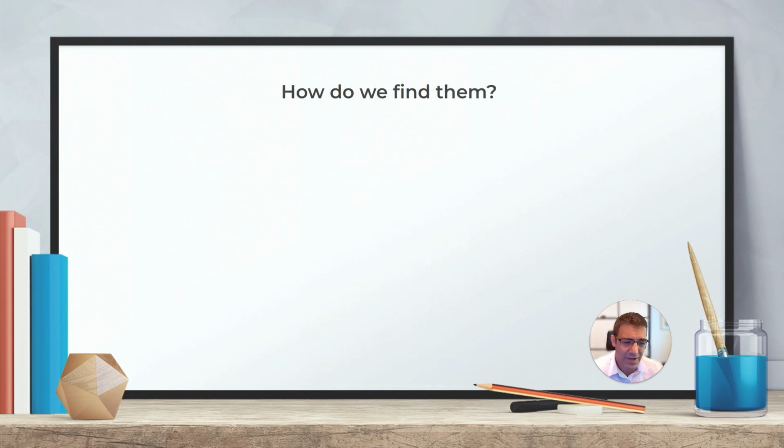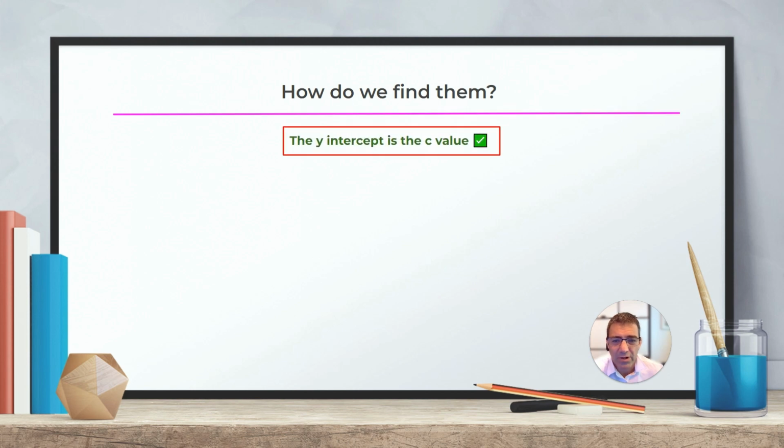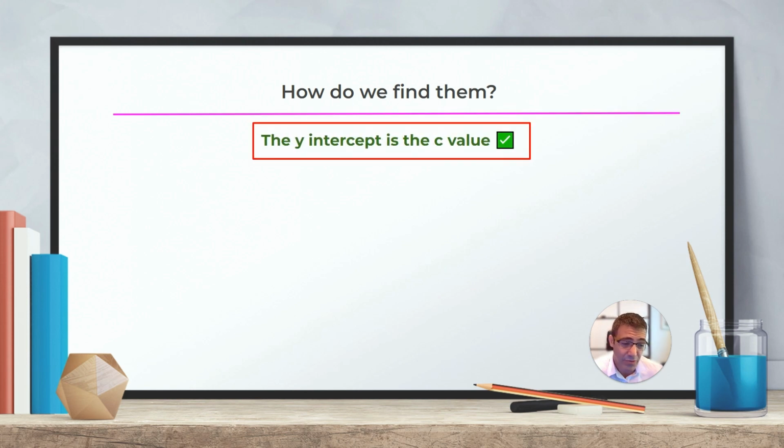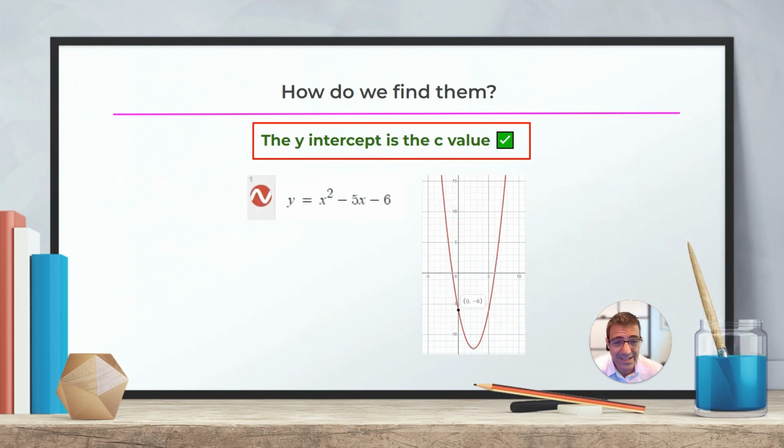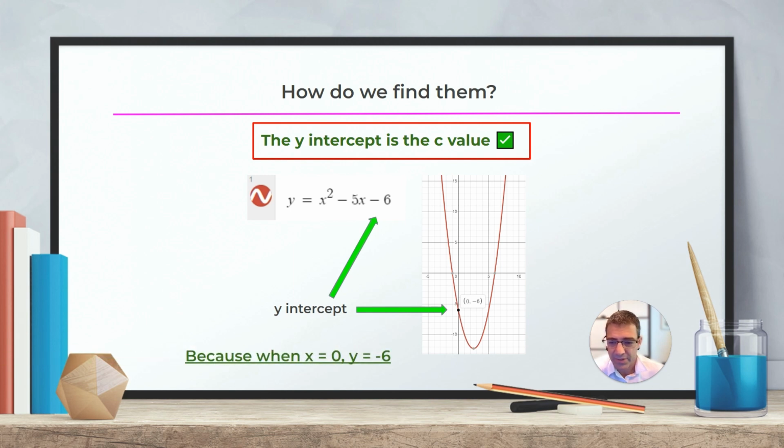So how do we find all these values, these 4 key values, which we're going to try and find? Well, the y-intercept is the easiest one to find out of your 4 key values because it is the c value. Simply put, if you have y equals x squared minus 5x minus 6, the negative 6 is going to be your y-intercept. And you can see that on the red curve right here. So the y-intercept is just the c value. This is because when x is 0, you will have 0 squared minus 5 times 0 minus 6, which is negative 6. So when x is 0, y equals negative 6.